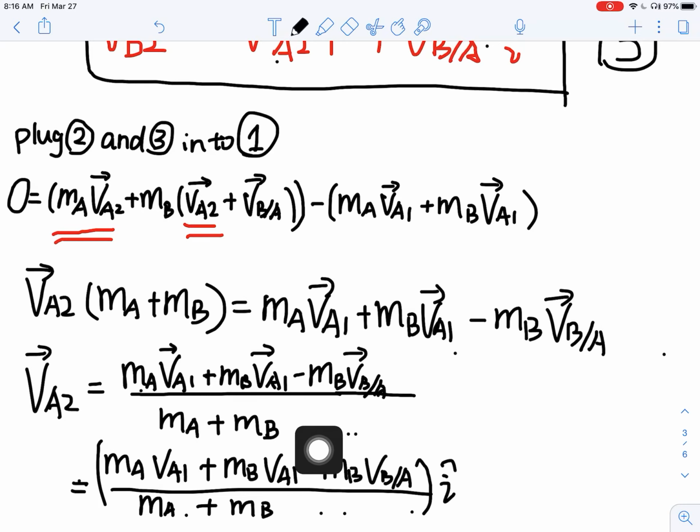You can keep simplifying the expression for VA2 by writing all the vectors in terms of I and J, right? Then you will find all the velocities VA1 and VB/A are on I direction, so you can pull the unit vector I to the outside of the equation. Then VA2 equals (MA VA1 plus MB VA1 minus MB VB/A) over (MA plus MB) in the I direction. So that's the answer you're looking for.